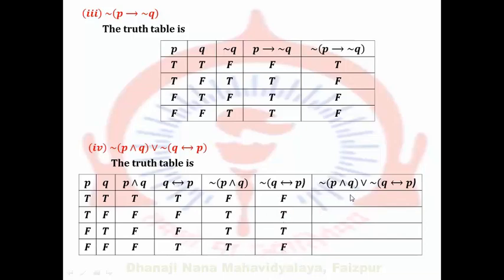Now in the last column we require negation of P and Q or negation of Q double implies P, that is the OR of these two statements. We know that the disjunction of two statements is false if both are false, otherwise it is true. So in the first row both values are false, so the resultant value is false, and the other values are true. So this is the truth table for the given statement.